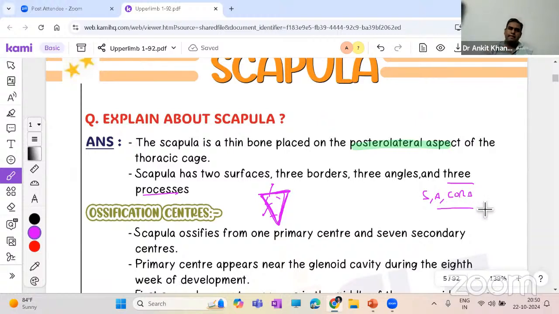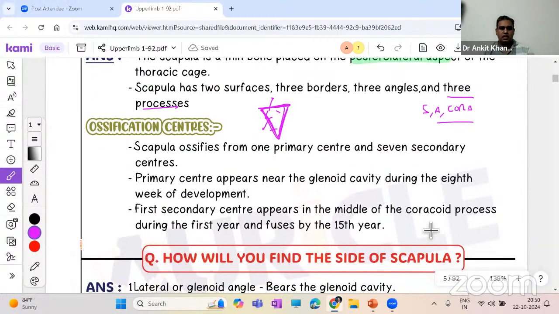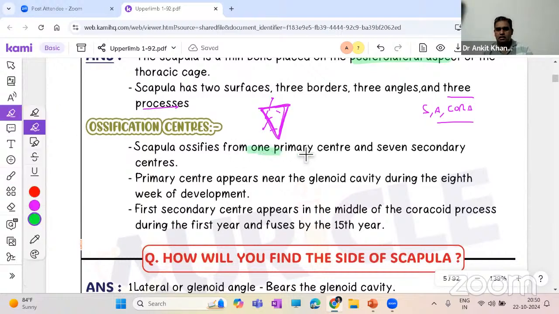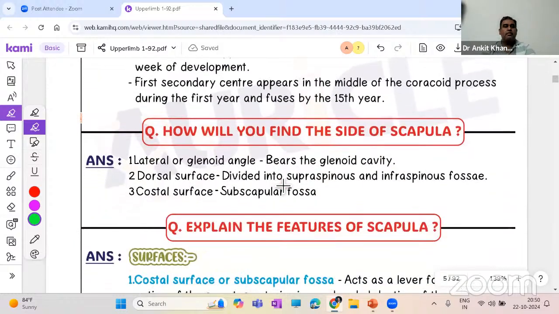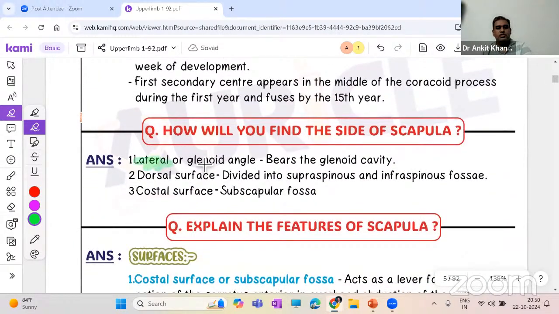Then the ossification center: it will have only one primary center, as normally bones have one primary center, but there are multiple secondary centers. How will you find the side of the scapula? The lateral side, as I showed, has the glenoid angle or glenoid cavity over here. Again, I'm showing this spear shape. I hope it is clear now.